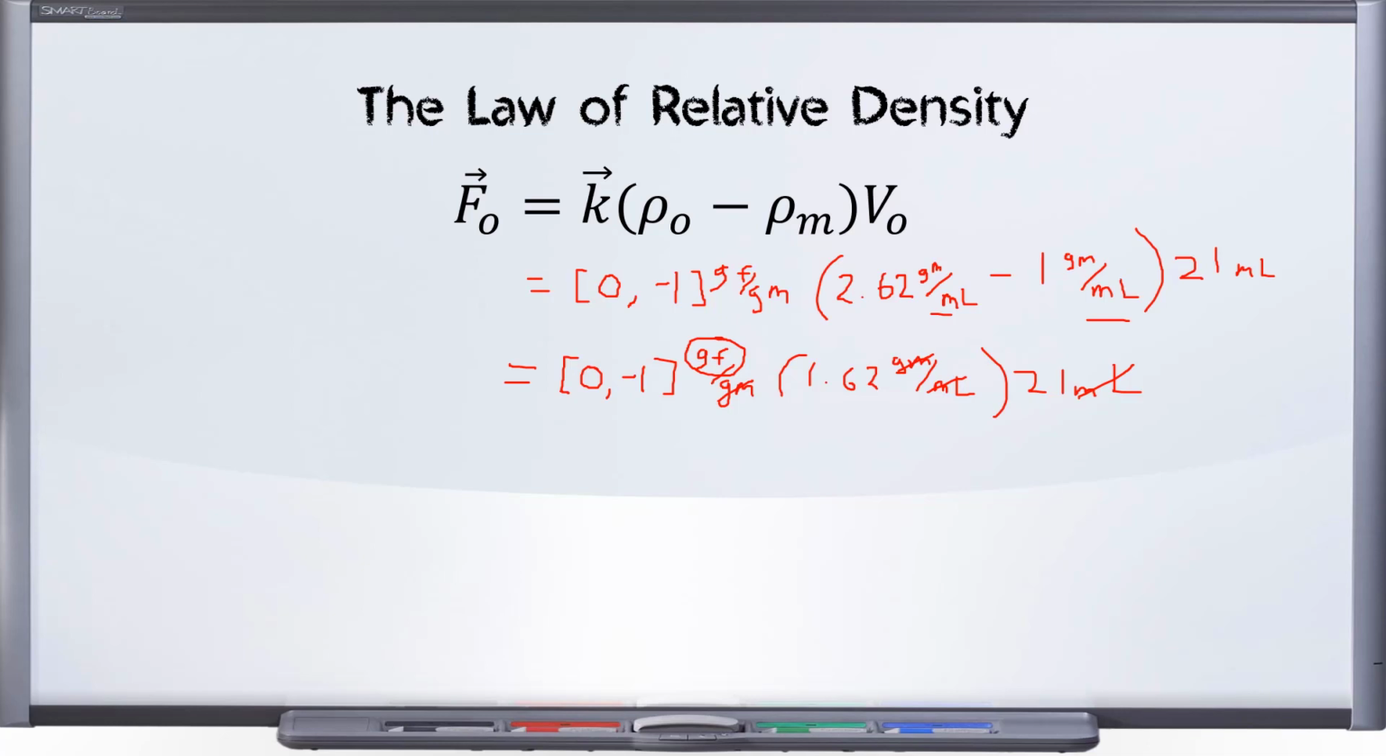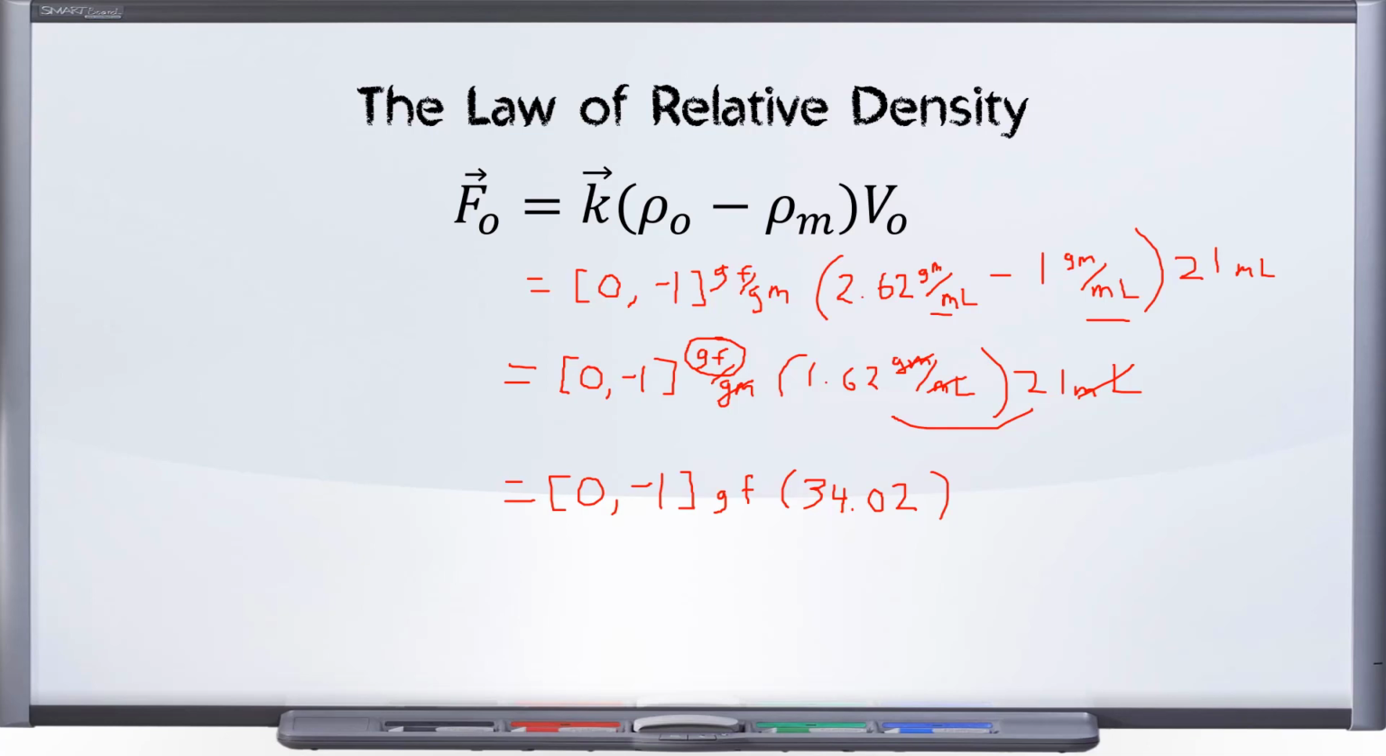All right, what shall I do next? Let's multiply the 1.62 times the 21. So we'll bring down the K, 0, -1, and our units, grams of force. So I'll keep that. And then we'll multiply times. We multiply this out, and we get 34.02. Okay. Multiplying that out, that's what I got, 34.02.